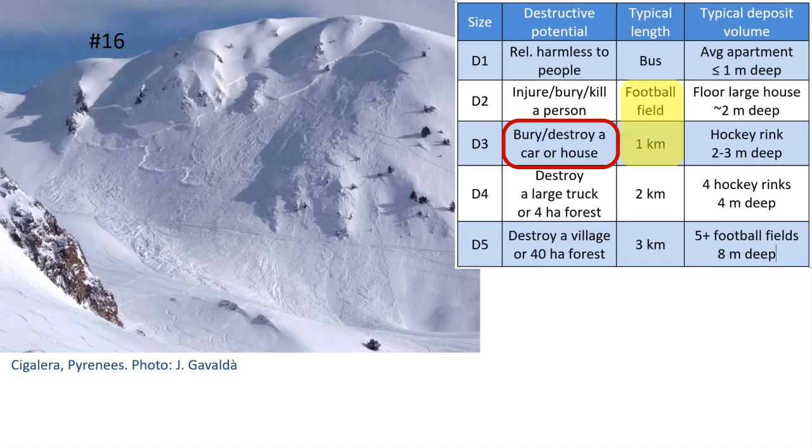It is about 2 to 3 football fields long and shorter than 1 kilometer. Some of the deposit is piled up in the terrain trap at the bottom of the slope. It could fill the ground floor of a large house well over 2 meters deep and a hockey rink or 2 tennis courts a couple of meters deep. This avalanche is a D3 because of the destructive potential and deposit volume.